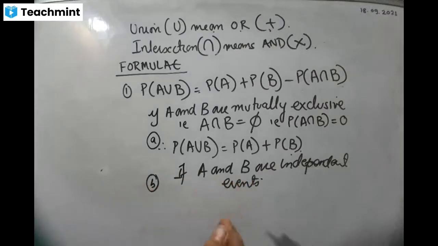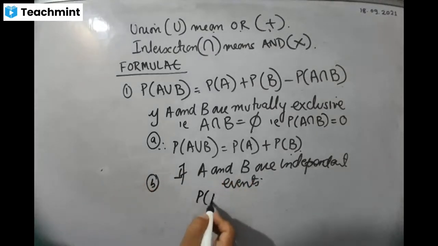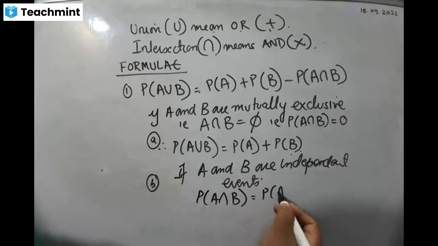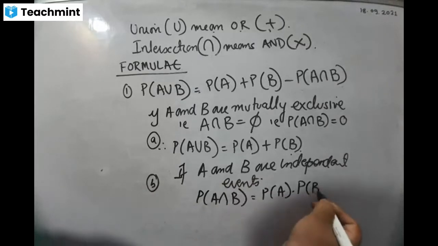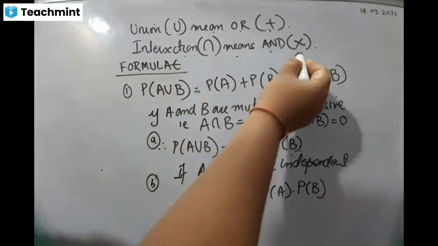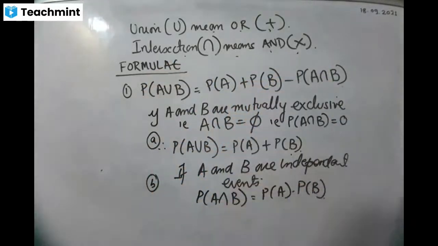So when A and B are independent events, then probability of A intersection B will be equal to probability of A into probability of B. I said that intersection means 'and', and 'and' means multiplication. When can you write probability of A intersection B equal to probability of A into probability of B? Whenever they are independent events.